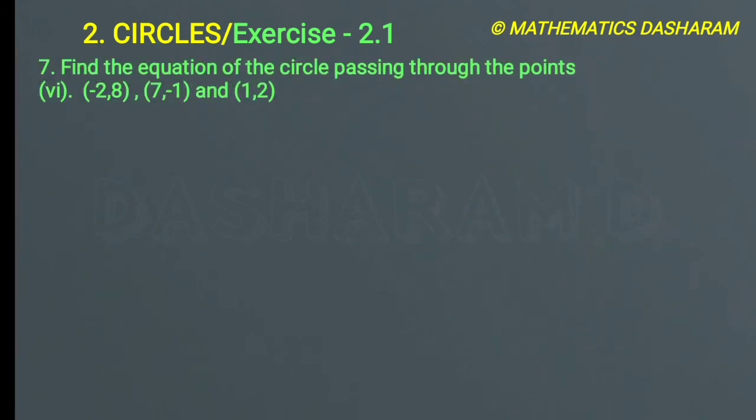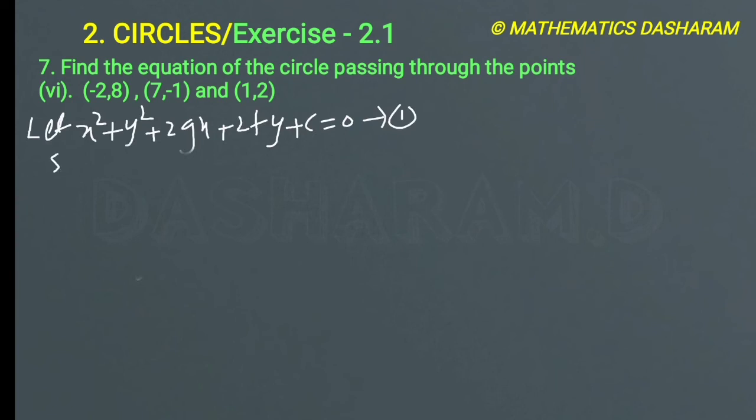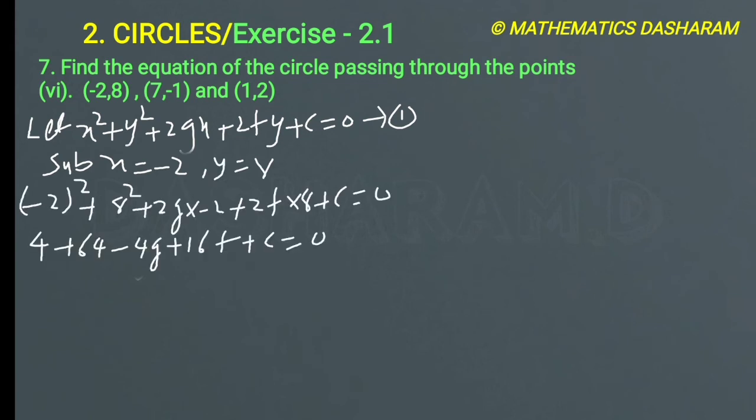Next, sixth question: minus 2 comma 8, 7 comma minus 1 and 1 comma 2. So substitute x equals to minus 2 and y equals to 8. So 4 plus 64 is 68. So minus 4g plus 16f plus c equals to 0, equation 2.